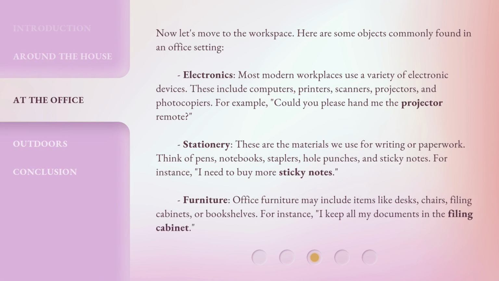Now let's move to the workspace. Here are some objects commonly found in an office setting. Electronics. Most modern workplaces use a variety of electronic devices. These include computers, printers, scanners, projectors, and photocopiers. For example, could you please hand me the projector remote?